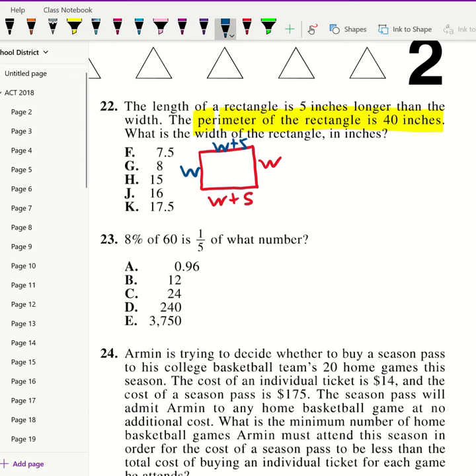Perimeter is what you get when you combine all 4 of them. So I'm going to go ahead and do that. I'm going to combine like terms for all 4 of these lengths. W plus W plus W plus W is 4W. 5 plus 5 is 10. And together that should total 40.